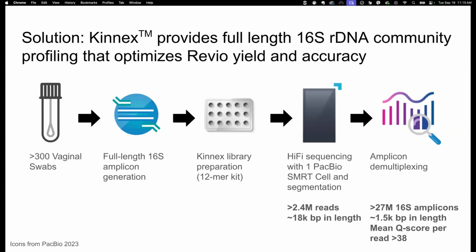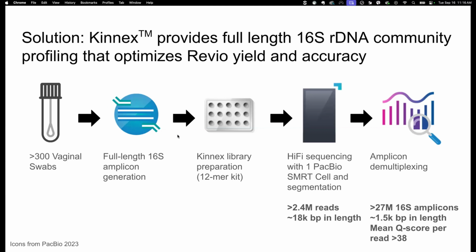So this is where we partnered with PacBio very early in their development of the Kinnex platform, and it's been a really quite important system for us. In a quick snapshot, we took all of our vaginal swabs and put them through their Kinnex system, which enables us to take a peek at the full length 16S rRNA gene from our communities.